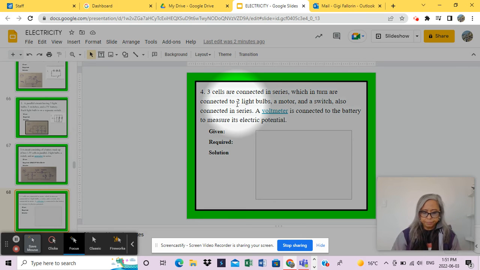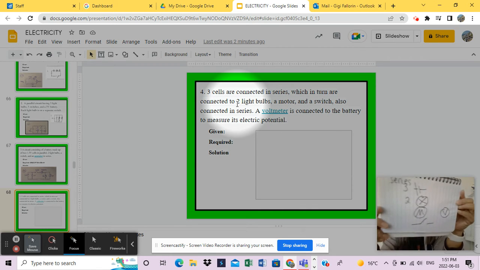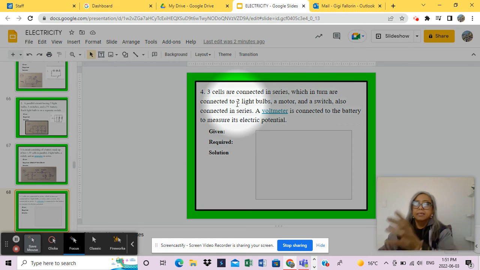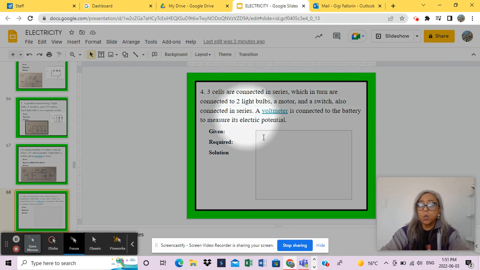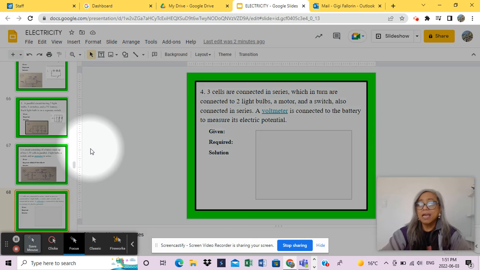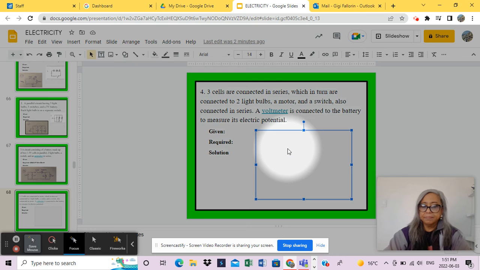and a switch in series. A voltmeter also was mentioned. So write all these symbols for your components. And then required would be draw this circuit diagram. Again, pause this video, try and do it on your own. Give it a try. And when you come back, hopefully you're able to figure things out this way.